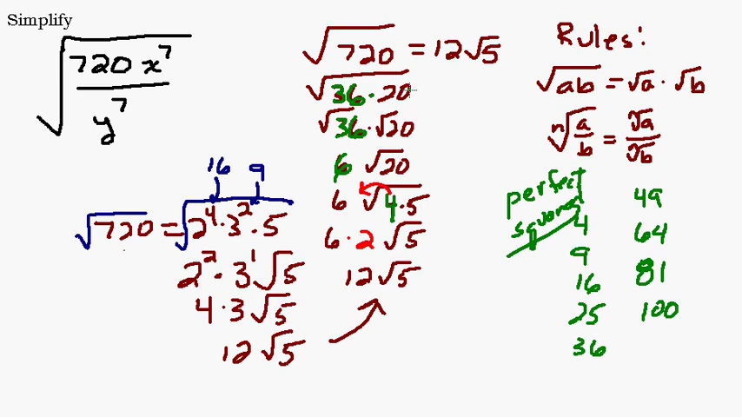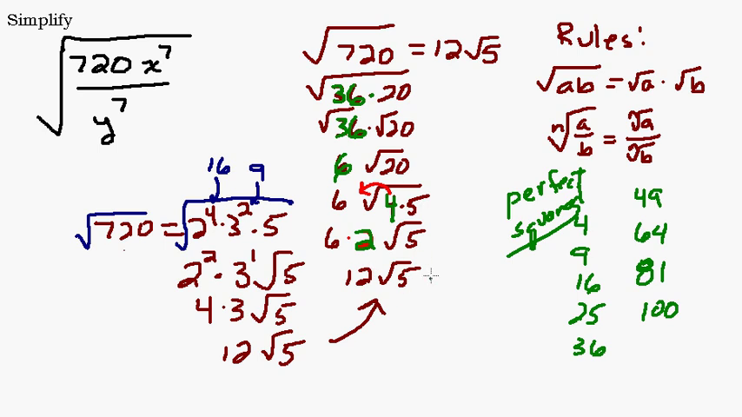Like up here I had 36 times 20. 36 is a perfect square, 20 is not. That's fine. I just need one. Then I can get that guy out, take the square root of it, and then worry about breaking down the 20 if I have to later. So the 4 was a perfect square. The square root of that is 2.